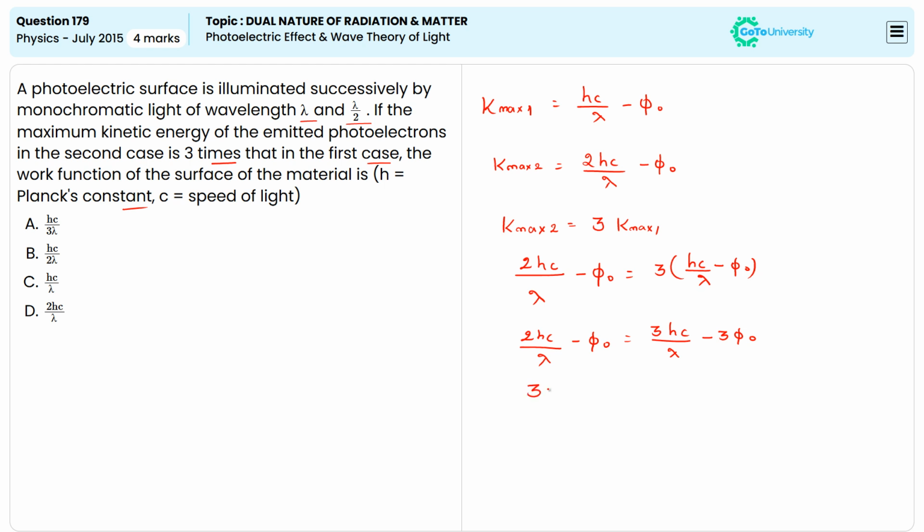Then 3 phi naught minus phi naught is equal to 3 hc by lambda minus 2 hc by lambda. We get the answer: 2 phi naught is equal to hc by lambda, or we can write this as phi naught is equal to hc by 2 lambda. Then we can see that phi naught is equal to hc by 2 lambda, that is option B is our right answer.